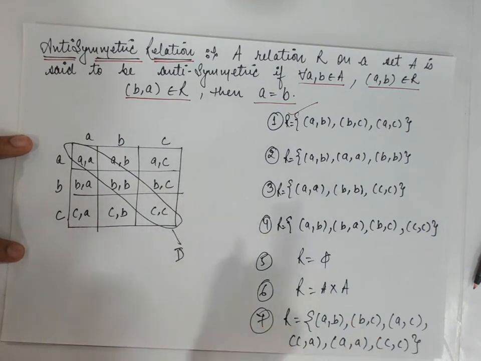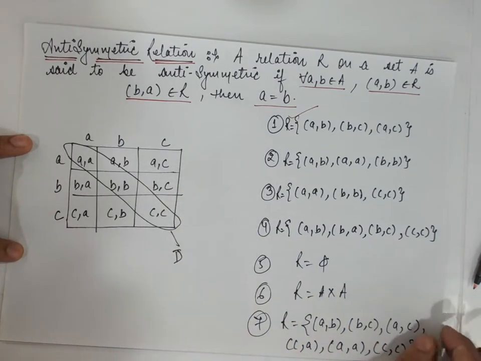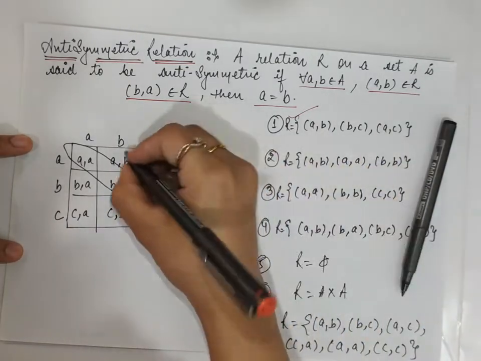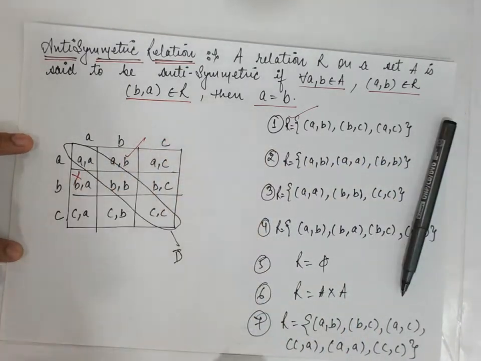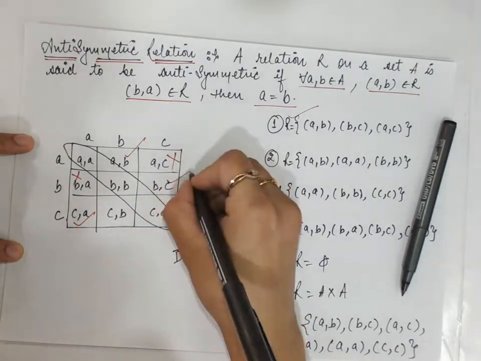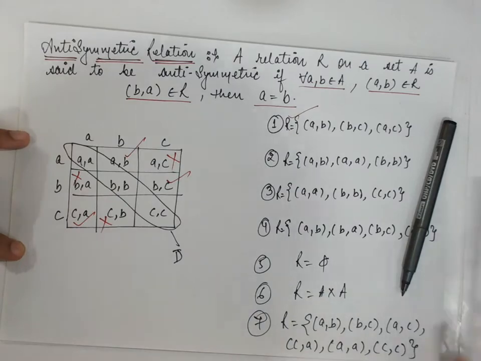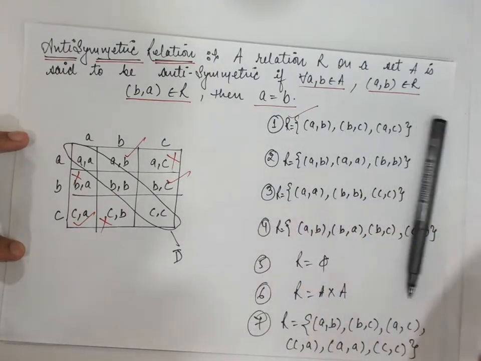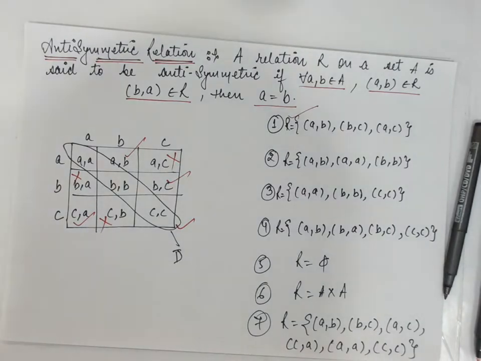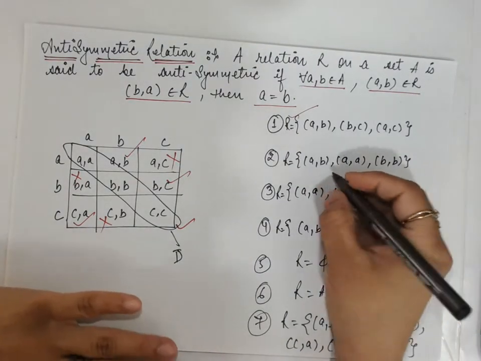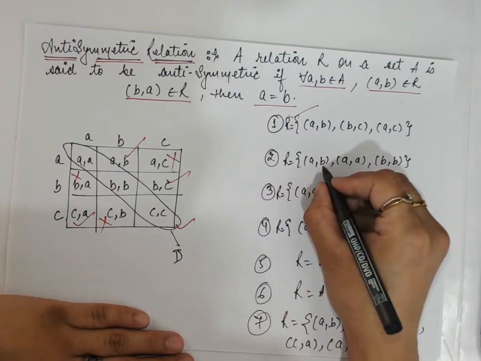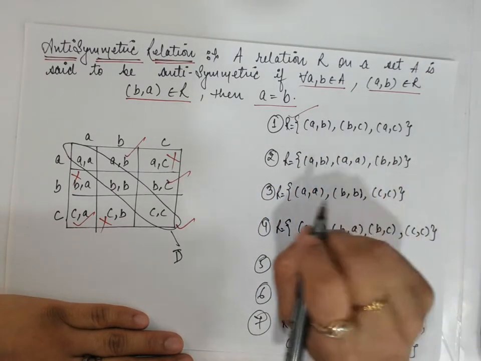Antisymmetric allows the diagonal pair. And what does antisymmetric relation not allow? It does not allow that if (A, B) is present in a relation, then (B, A) is also present. If (C, A) is present, then (A, C) is not present. If (B, C) is present, then (C, B) is not present. Okay, it allows the diagonal pair and one of the pair of non-diagonal elements. Now we have to check example 2. (A, B) is present. Is (B, A) present? No, (B, A) is not present.